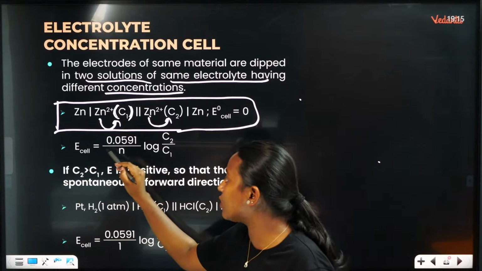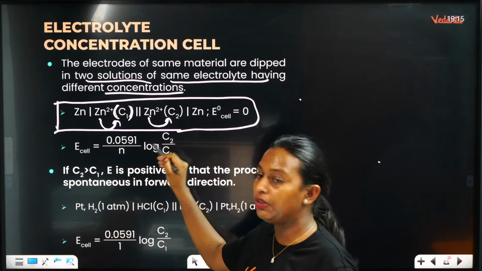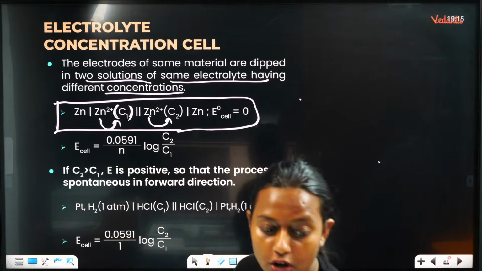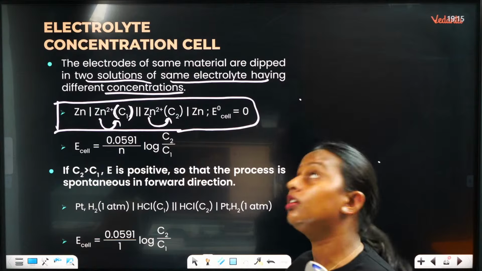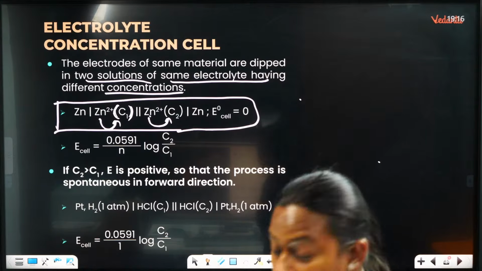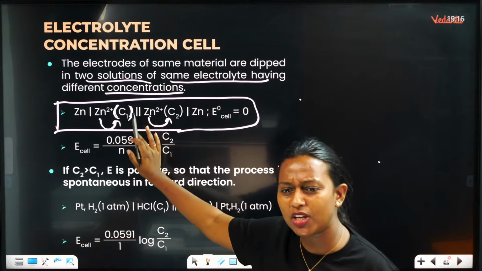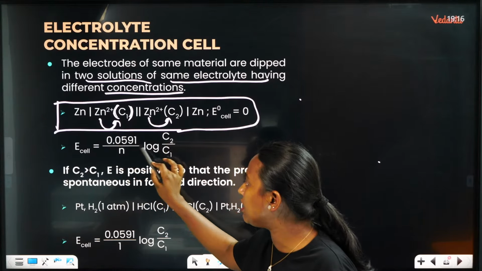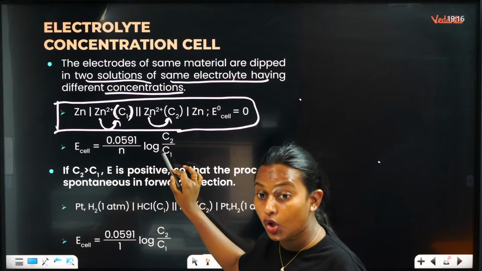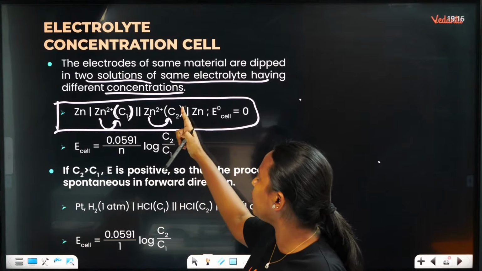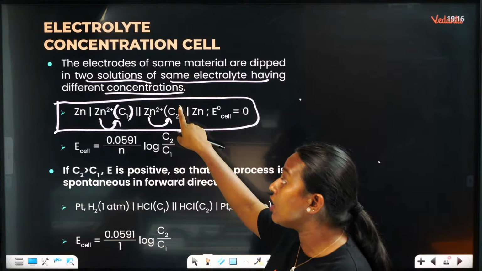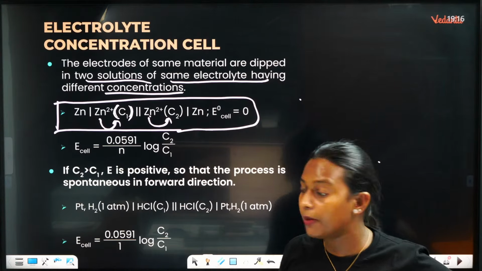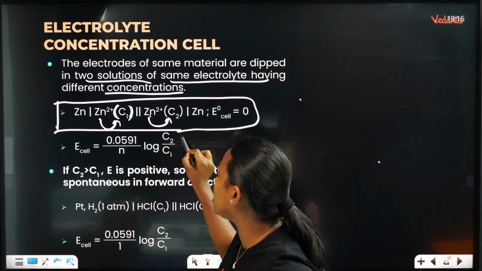So E cell is equal to 0.0591 divided by n. Same equation we are using. E cell is equal to 0.0591 divided by n log concentration of, enga concentration jastiya irukku divided by concentration kammiya irukra concentration. Okay, so here you can see concentration C2-la dhaan jastiya irukku.